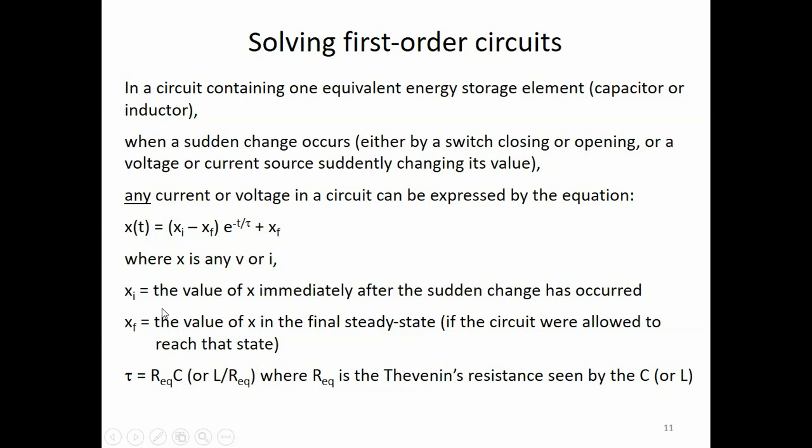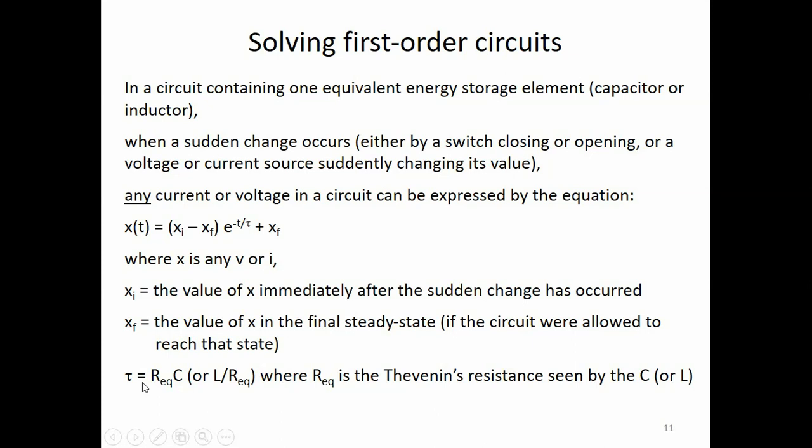Where Xi is the value of that voltage or current immediately after the change has occurred. So if the change occurs at t equal to 0, then this is the value at t equal to 0 plus. Xf is the final value of X of that circuit if the circuit is allowed to reach that state, and I'll come to this later. For now, this is simply the final value.